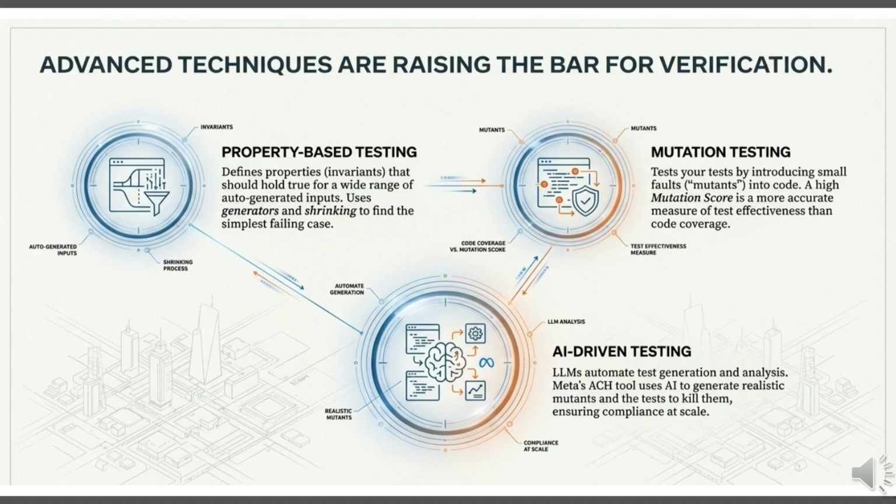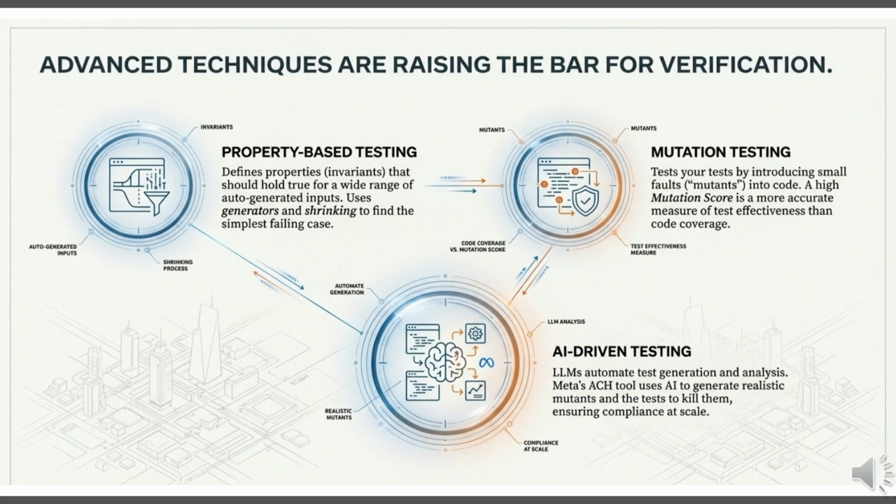First, property-based testing. Instead of checking specific inputs, we define rules. Rules that must hold true across thousands of auto-generated cases. If something breaks, we shrink it to find the simplest failing input. Next, mutation testing. It tests your tests by injecting small faults into your code. If your tests catch them, great. If not, your coverage might be lying. Mutation score tells the real story.